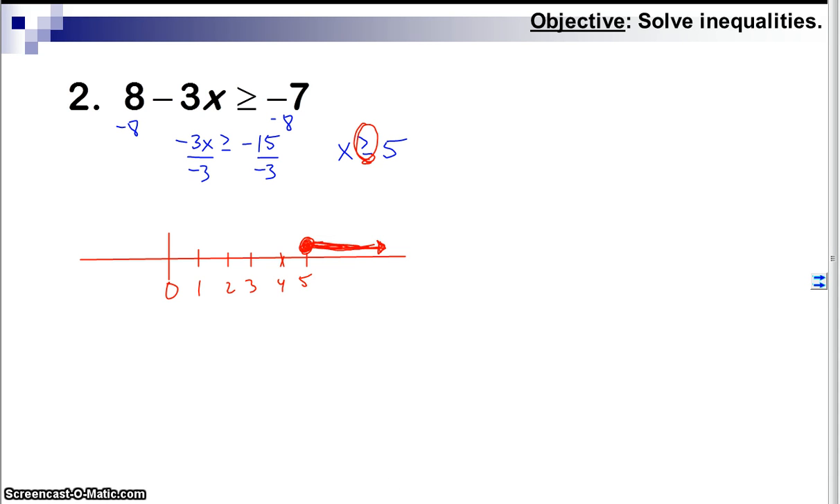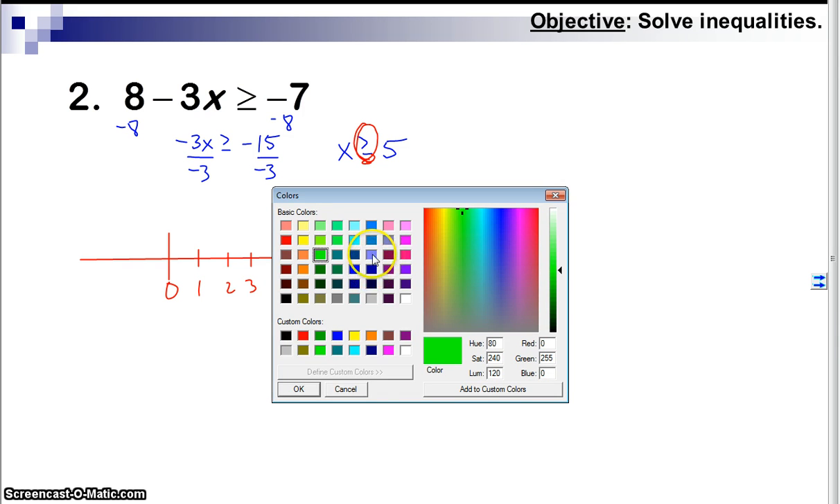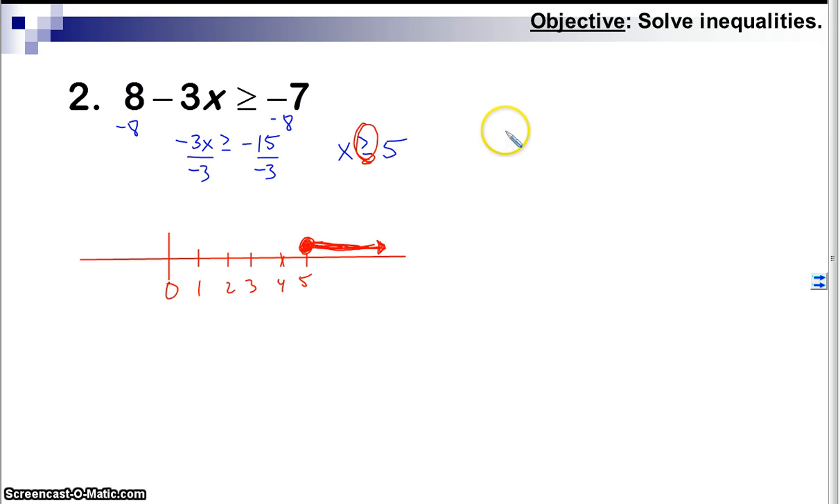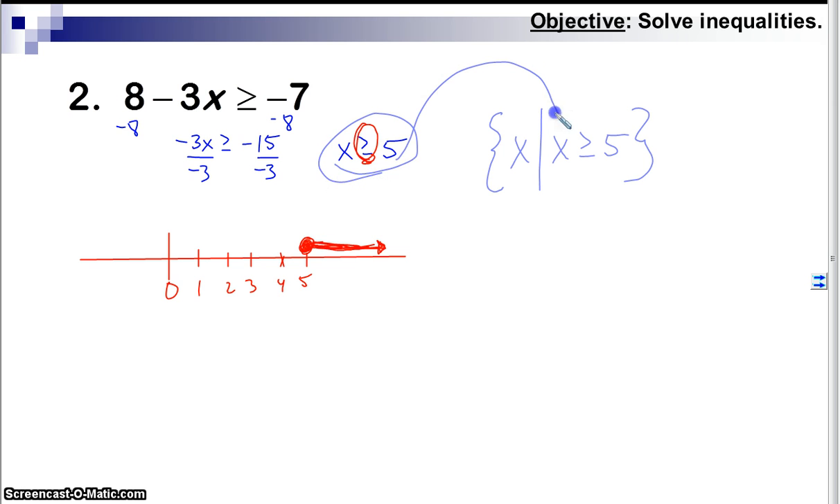Okay. I'm trying to get some colors here that match. So set notation looks like this. We draw a little brace, an X with a bar that tells me that I'm talking about X's, X greater than or equal to 5, and another brace. It's just a way to write it. You're taking this and putting it right there, and then whatever your variable is, with the X and then a bar here, and this is your set notation. All right. Let's take a look at another one.